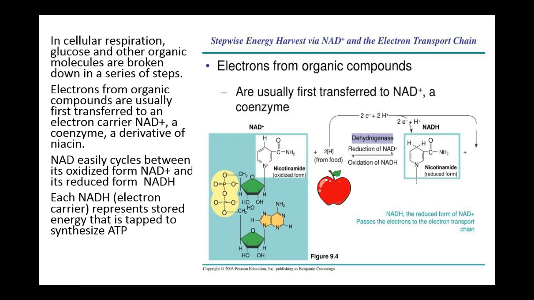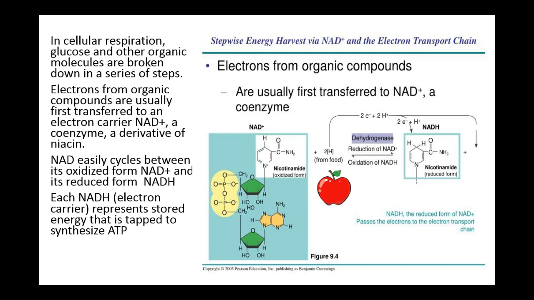But the important thing about it is it has the capacity to carry this electron. So it is useful in part of glycolysis. It's created in glycolysis, but it's created because it's useful to carry this electron. So in cellular respiration, glucose and other organic molecules are broken down in a series of steps. The electrons from organic compounds are usually transferred to an electron carrier, and NAD happens to be one of them.